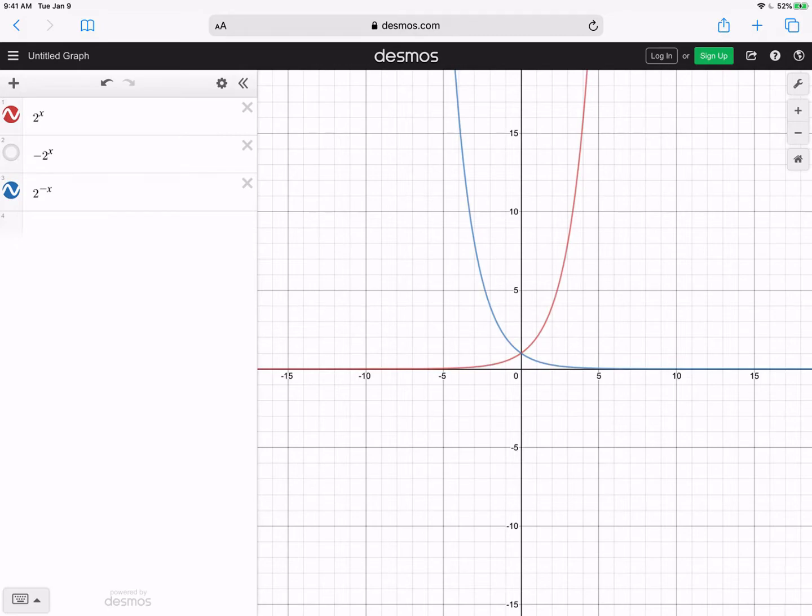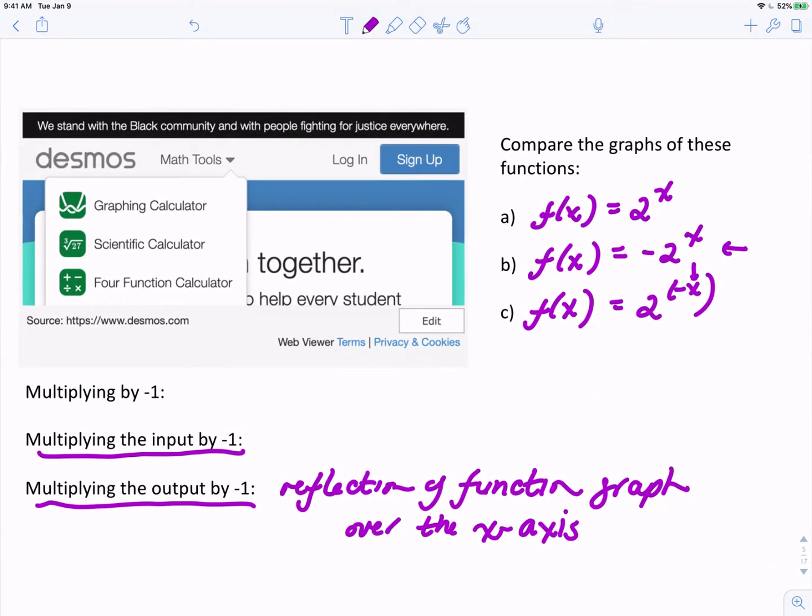So we can again see that it's a reflection, but this time, instead of reflecting over the x-axis, the reflection has been about the y-axis. So you can imagine if you were to take this graph and fold it along the y-axis, those graphs would be identical. All right, so multiplying by -1 results in a reflection about an axis. If you multiply the input by -1, like we have here, we have a reflection about the y-axis. And if you multiply the output by -1, like in our first example, you have a reflection about the x-axis. So let's go ahead and record that in our notes.